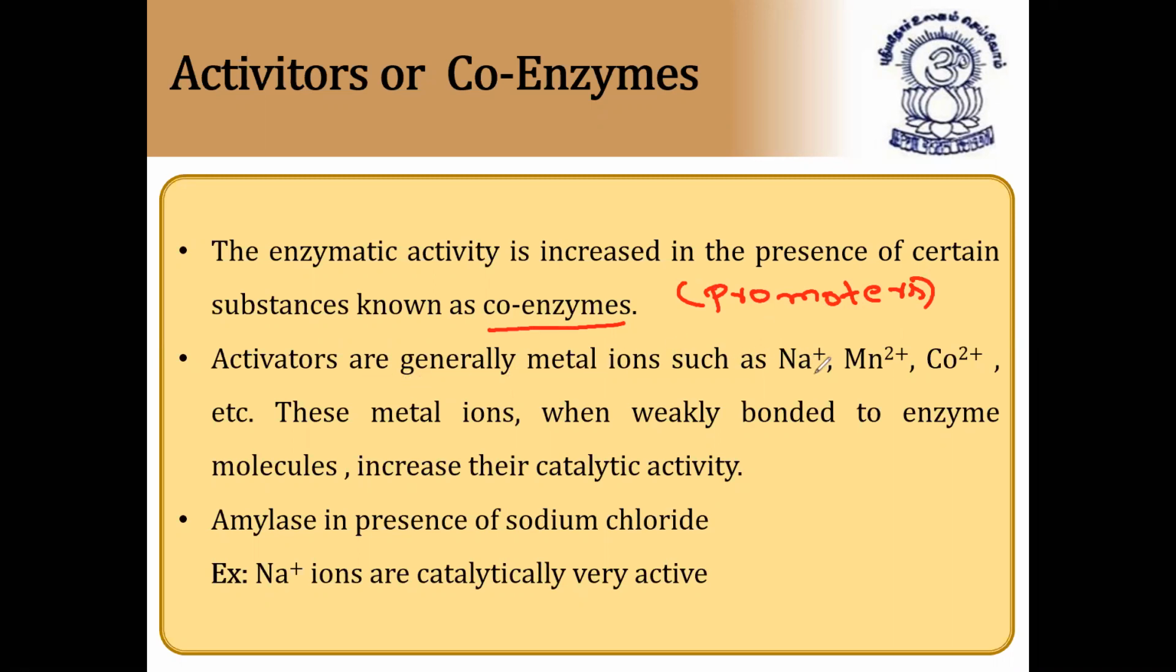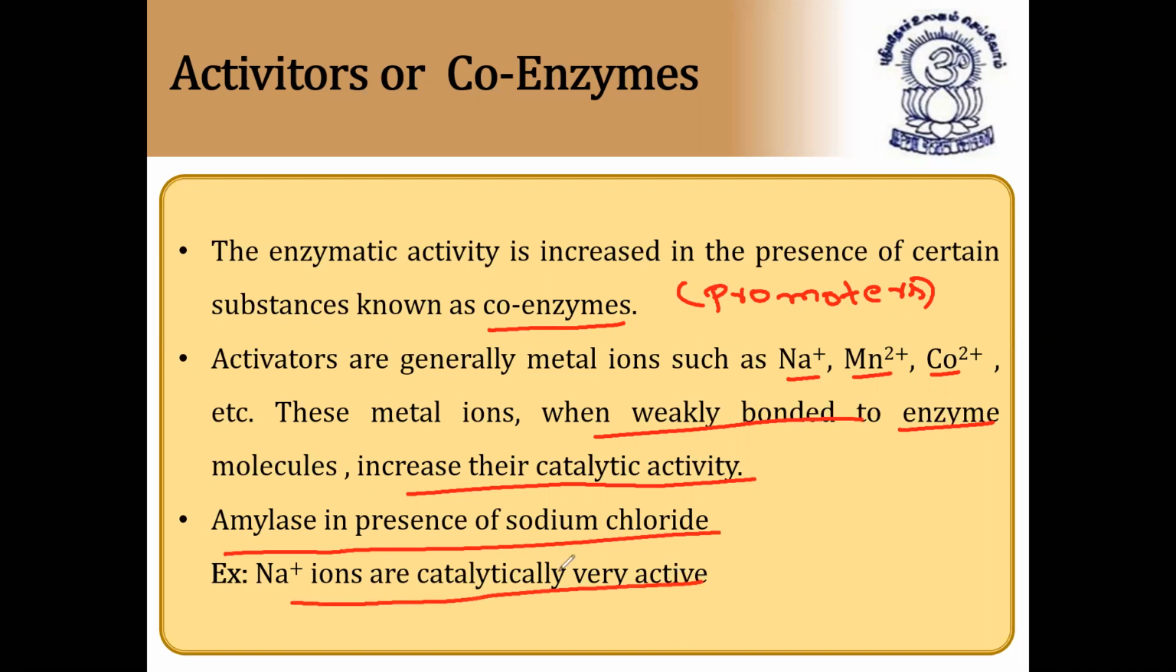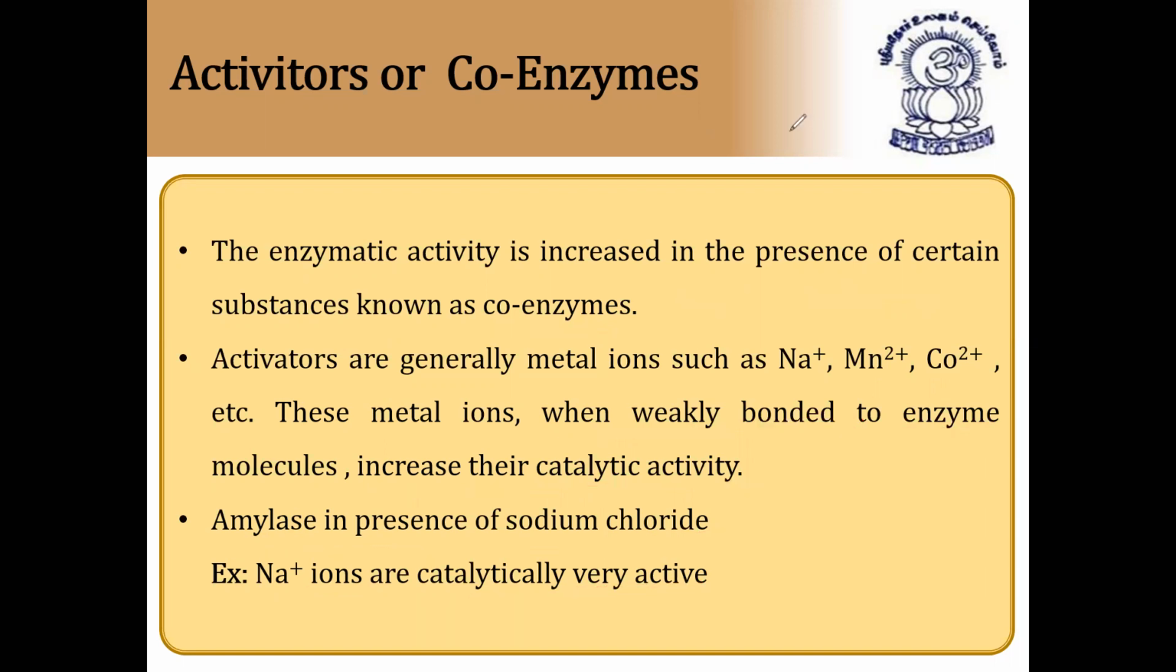Activators are generally metal ions such as Na plus, sodium ions, manganese ions, cobalt ions, etc. These metal ions, when weakly bonded to enzyme molecules, increase the catalytic activity. As I told you, coenzymes are just like promoters in normal catalysis. So here the coenzymes will increase the activity of the enzyme catalyst. Amylase in the presence of sodium chloride is very active. Sodium ions are catalytically very active because they make amylase do more activity, that is, the rate of reaction increases so fast. I hope it is clear.